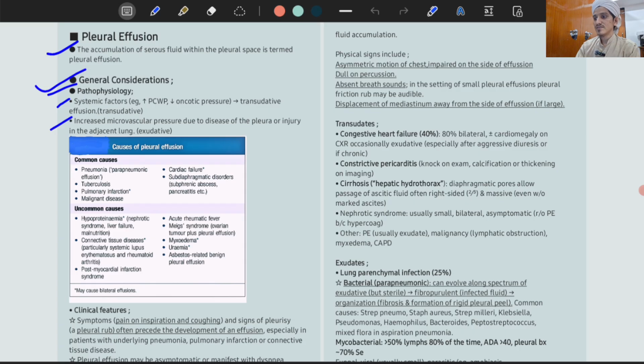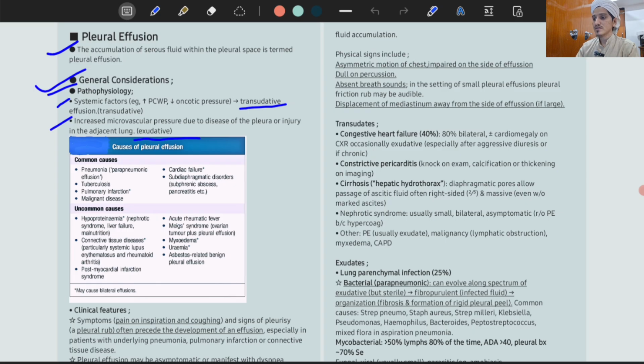Generally, when there is increased hydrostatic pressure or decreased oncotic pressure, the fluid is transudative, meaning it does not have many pus cells or lymphocytes. But when it is due to some disease or trauma, then it is exudative in nature, meaning it has pus cells, microorganisms, excessive lymphocytes, and so on.